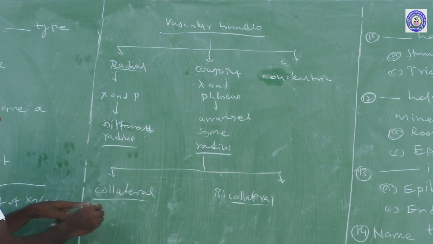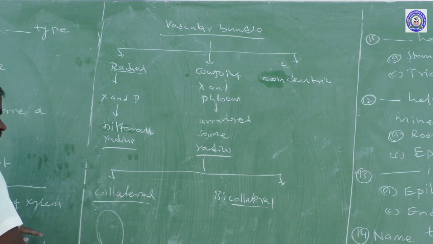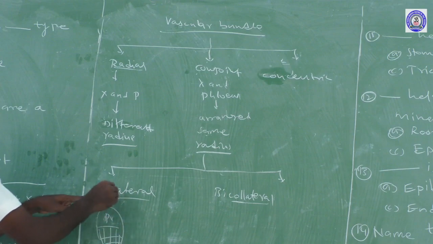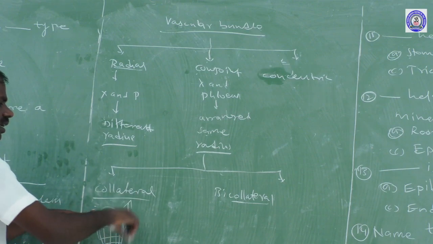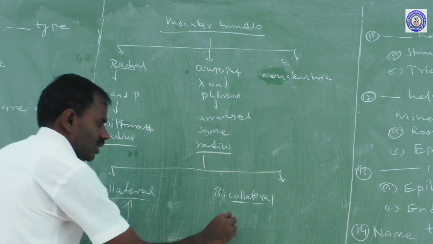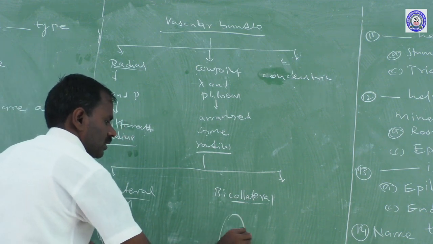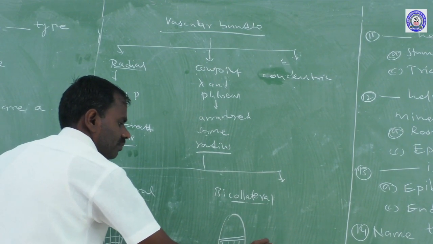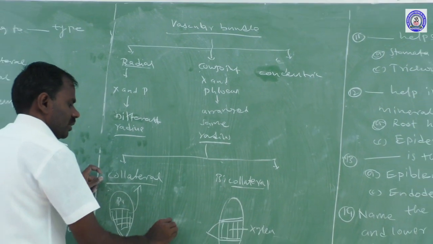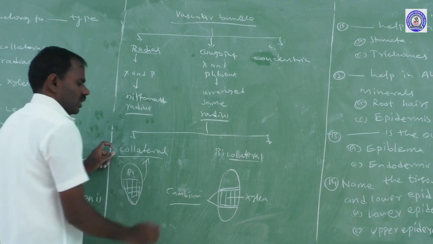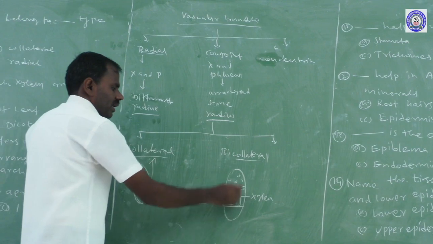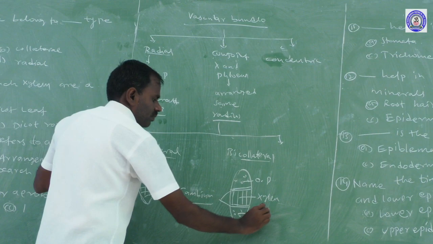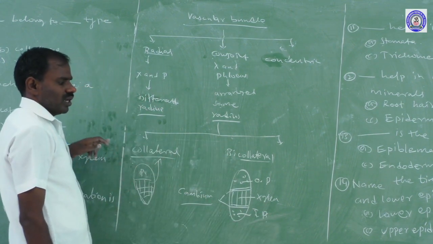Collateral vascular bundle means phloem is arranged above and xylem is arranged below, on the same radius. That is called collateral vascular bundle. In bicollateral vascular bundles, xylem is present in the middle, and then 2 phloem rings are present, the outer phloem and the inner phloem. That is the bicollateral vascular bundle.